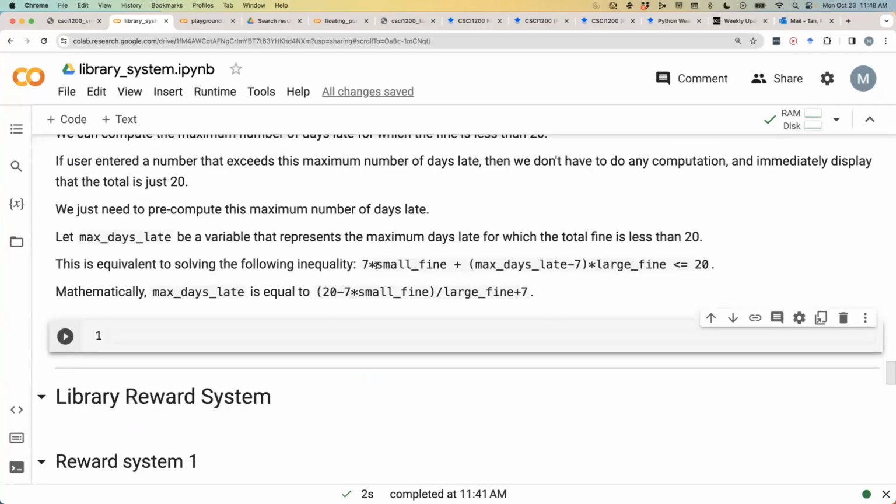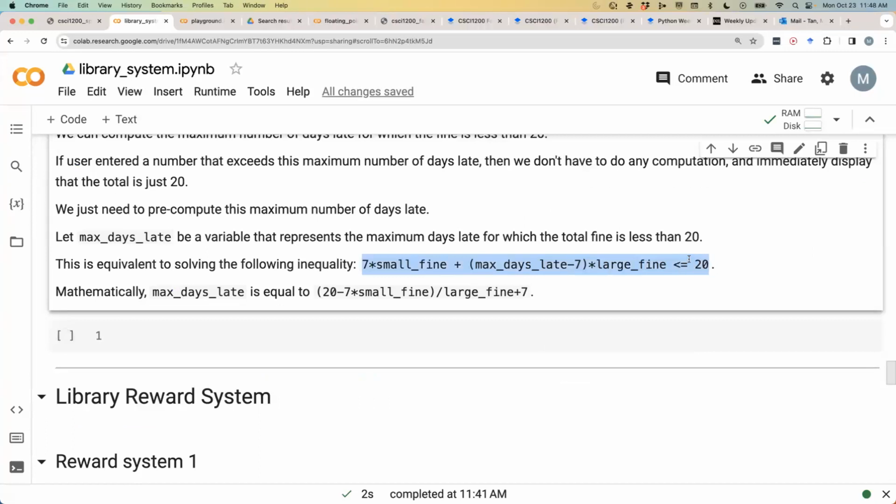So this is just solving this inequality here. Small phi is 0.2, large phi is 1. What is the value of maximum days late? The largest value for maximum days late so that this inequality is satisfied. You know it from your high school: maximum days late must be less than or equal to 20 minus 7 times small phi divided by large phi, plus 7. So this is just high school calculations.